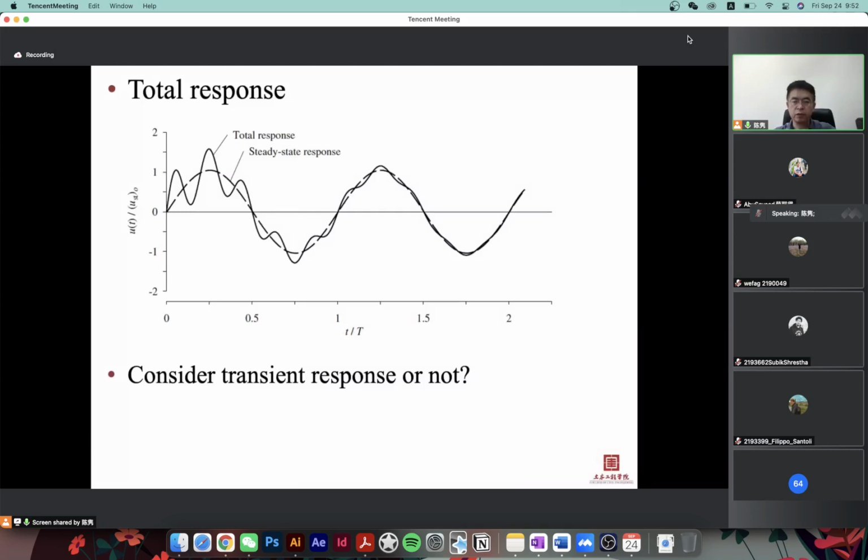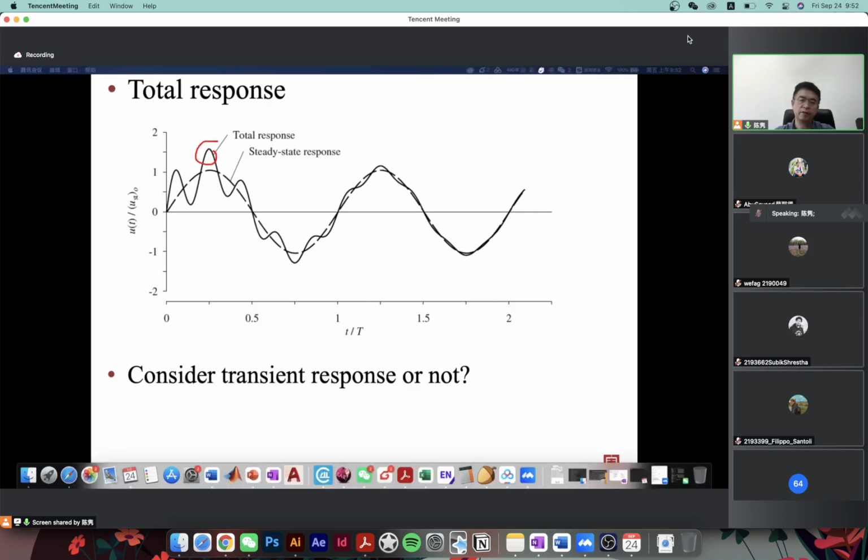If the external load is very short, if the duration of the external load is not very long, in that case you must consider the transient response, because the total response doesn't have enough time to dash out this part. And you can see here that in many cases, the maximum value differs if you consider the steady state only, versus the total response with the transient response included.